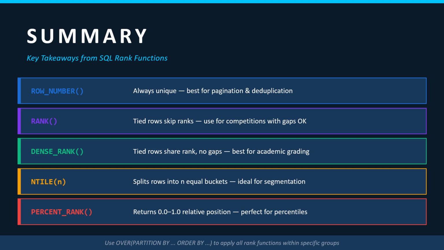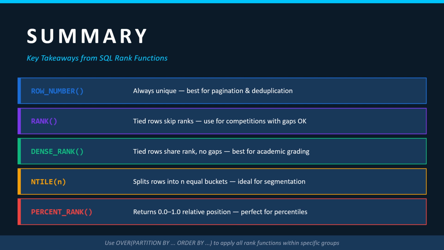So this is the summary, summarizing what we have discussed till now. Basically just an overview. Row number is always unique, best for pagination and deduplication. Rank skips ranks. Dense rank has ties but doesn't have any gaps, best for academic grading. NTILE splits rows into n equal buckets, ideal for segmentation, A/B testing, etc. Then we have percent rank, it returns a 0 to 1 relative position, perfect for percentile.